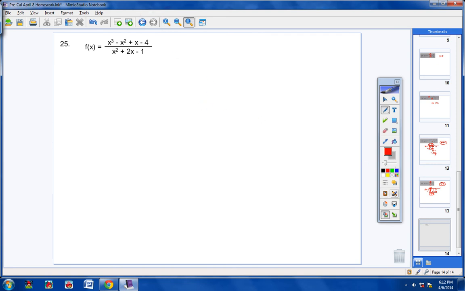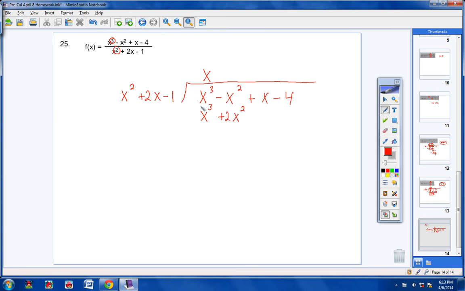Okay, number 25. Okay, students, notice I have exactly 1 degree in the numerator higher than the denominator. So I'm going to do my long division. X squared plus 2x minus 1 divided into x cubed minus x squared plus x minus 4. Okay, here we go. Divide first term into first term. That would be x. X times x squared would give me x cubed. X times 2x would be a positive 2x squared, and x times negative 1 would be negative x.